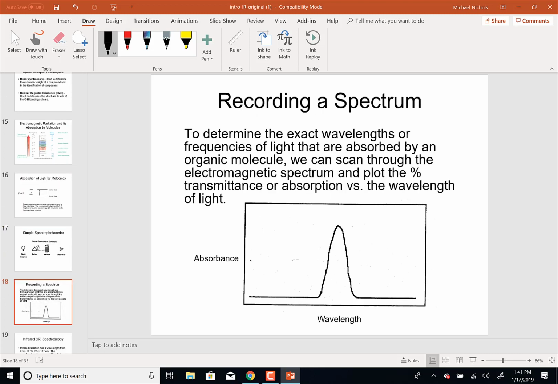And so the spectrum is going to look something like this. We're going to scan through the different wavelengths, and then where the molecule absorbs that particular frequency, we're going to see a peak. Okay? So what we're going to work with is the spectrum.